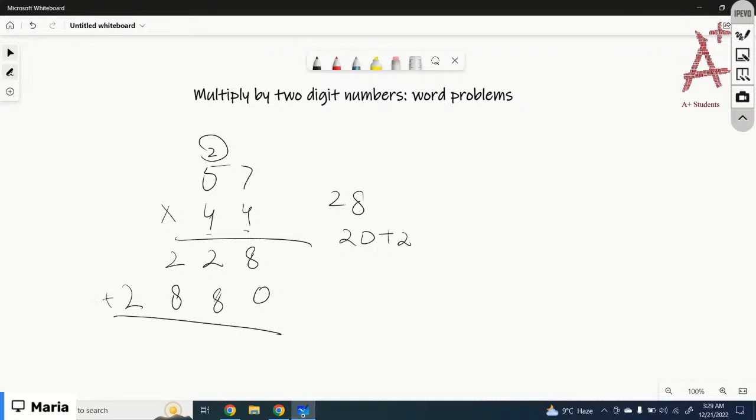Just add up all the numbers. 8 plus 0 is 8. 8 plus 2 is 10. Write 0 and carry 1. 8 plus 2 is 10, and 1 is 11. Write 1 and carry 1. So 2 plus 1 is 3. So the correct option is 3,108.